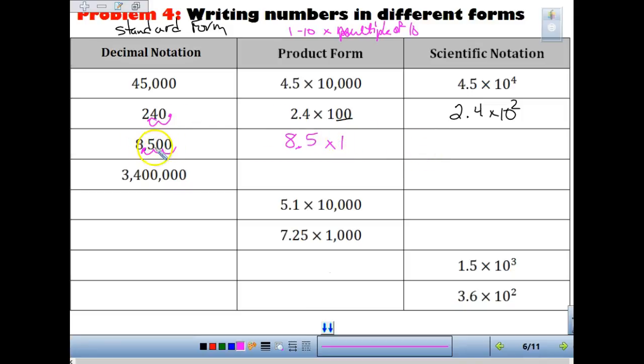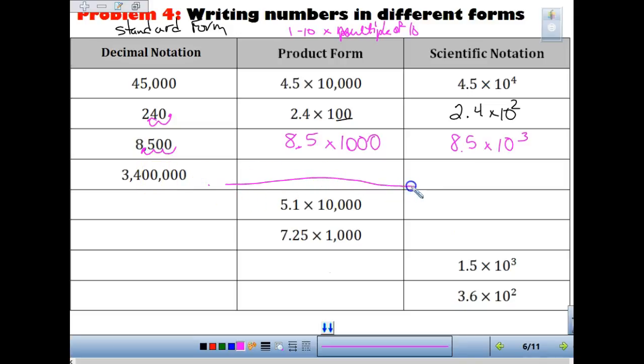Okay, so if I only multiply by 100, I only end up with 850. I should multiply it by 1,000. Does that make sense? So if I'm writing that over here in scientific notation, 8.5 times 10 to the, how many places? To the third. Okay, so this one, let's go right to scientific notation.